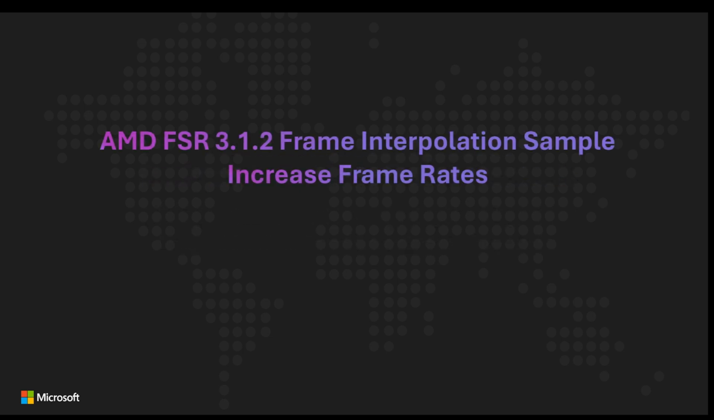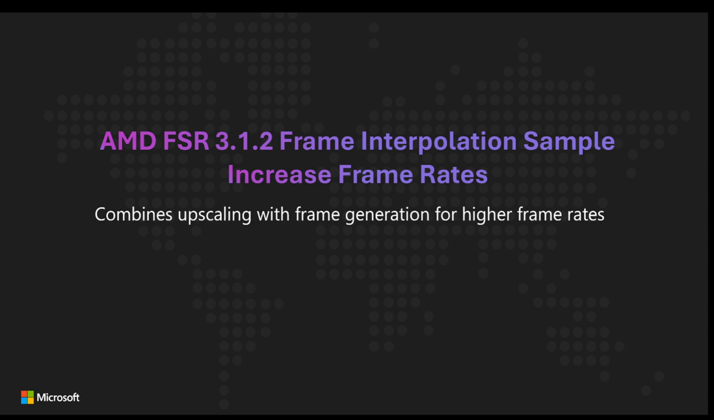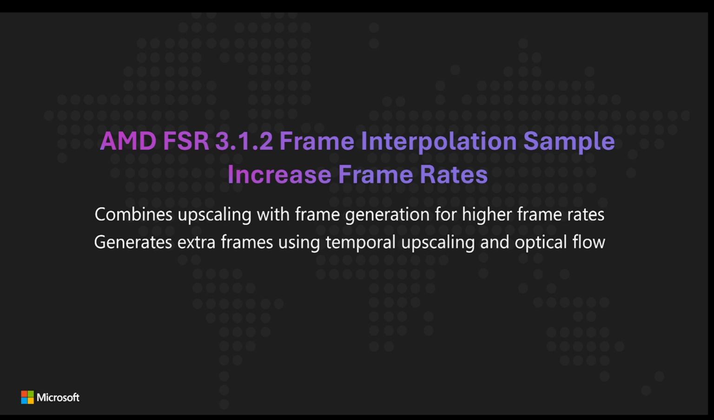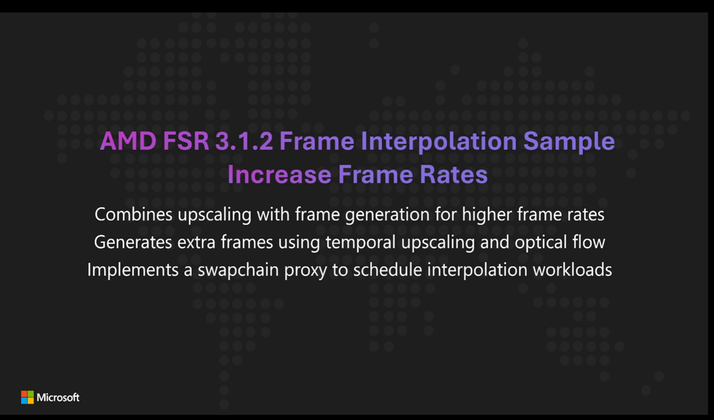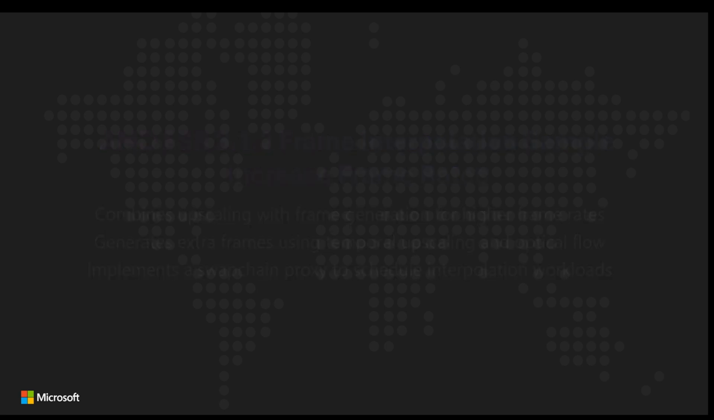AMD FSR 3.1.2 Frame Interpolation Sample. Increase frame rates. AMD Fidelity FX Super Resolution 3.1.2 combines resolution upscaling with cutting-edge frame generation technology, delivering significant frame rate boosts. It uses new and improved temporal upscaling, along with a new optical flow implementation to reproject samples from two rendered frames to generate an additional frame in between. FSR 3.1.2 also implements a swap chain proxy, which is used to schedule interpolation workloads.